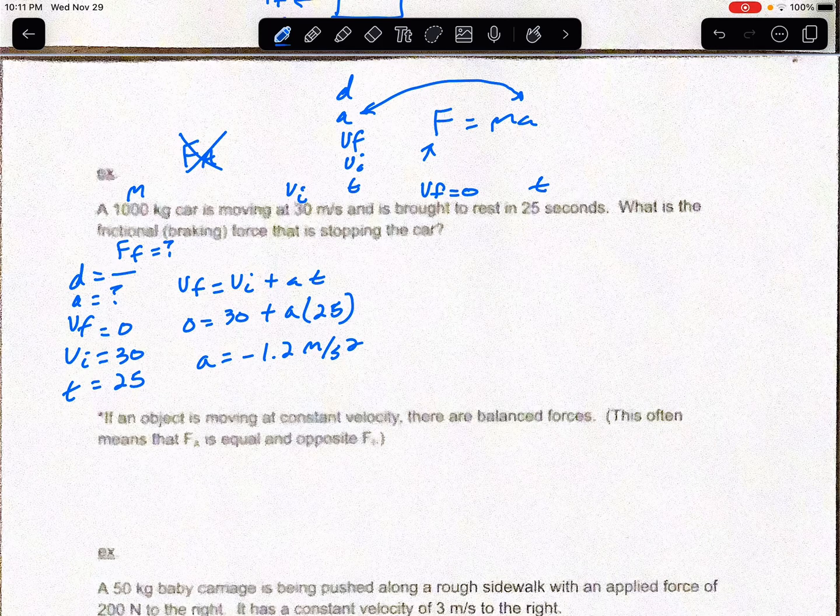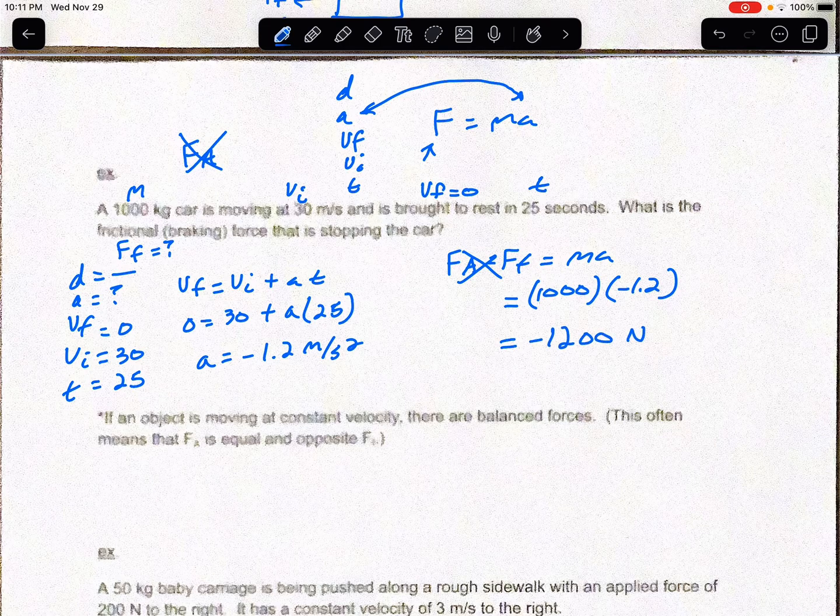So in this case, normally what we would do is we would say FA minus FF equals M times A. Well, FA doesn't exist, so pretty much that just means FF equals MA. Because frictional force is the only force that's happening in this problem. So we're just going to plug in our mass, which is 1,000. Our acceleration is negative 1.2. So just multiply those. That means my frictional force is negative 1,200 newtons. And that's it. Which should make sense. If you have a braking force and that's the only force that's happening, it should be negative because it's going against you.